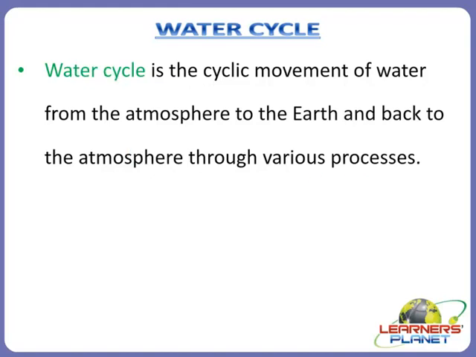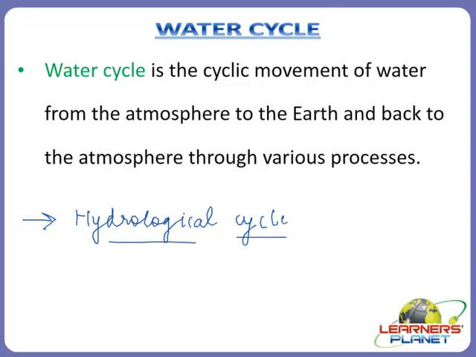Now, what do we call the water cycle? There is one other name also given to this cycle, called the hydrological cycle. So the water cycle, which is also known as the hydrological cycle, is the journey of water as it circulates from the land to the sky and back again. But have you ever thought why we need to have such a cycle in our environment?